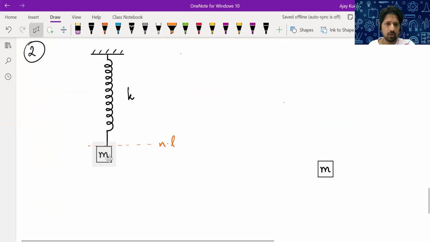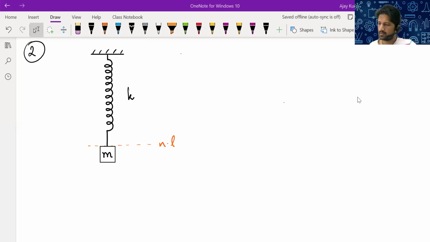Yusuf, tell me what will happen after the block is attached and released. The spring was hanging at natural length. Now we connected a block and released it. What would happen? So because of the weight, the mass will go down. Good. Because of its weight, it will go down.